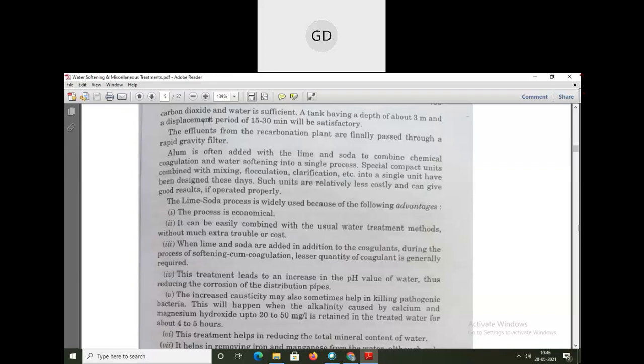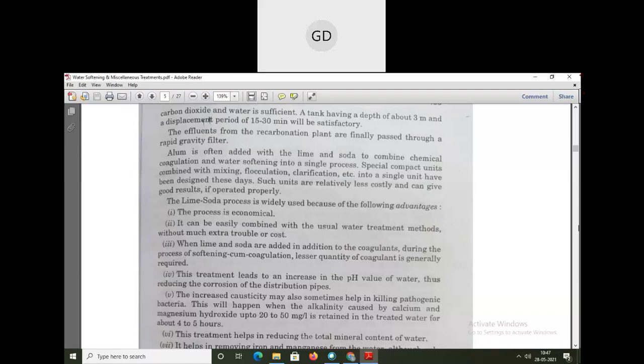Then when lime and soda are added along with the coagulants during the process of softening cum coagulation, a lesser quantity of coagulant is generally required. So whenever you use the lime and soda process in the sedimentation coagulation process, you have to use very little coagulant in the treatment process. This treatment also leads to an increase of pH in the water, and if the pH is increased, there is very little chance of corrosion in the distribution pipes. The increased causticity may also sometimes help in killing pathogenic bacteria, so since the pH is increased, it might also help in killing the bacteria present in the water.